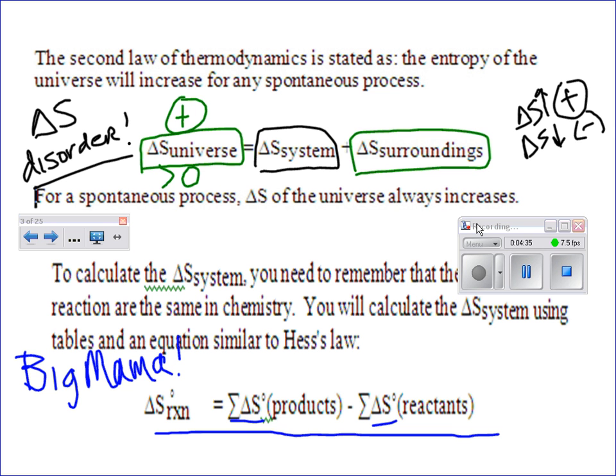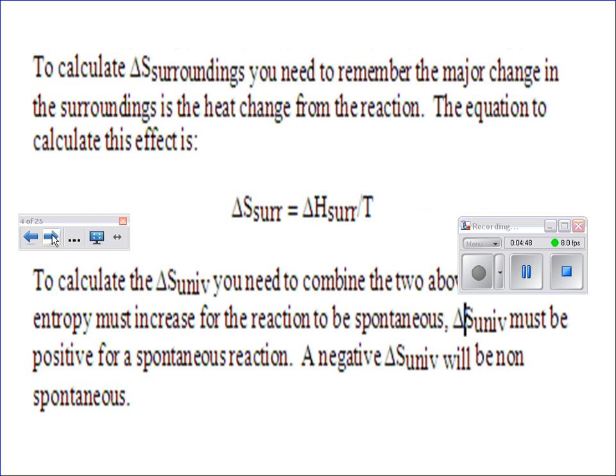So if we ever need to find the delta H of a system, that's how you're going to do it. Delta S of the system, that's how we're going to do it. So how do we find the delta S of the surroundings? Go to the next page. The delta S of the surroundings is the delta H of the surroundings divided by T.